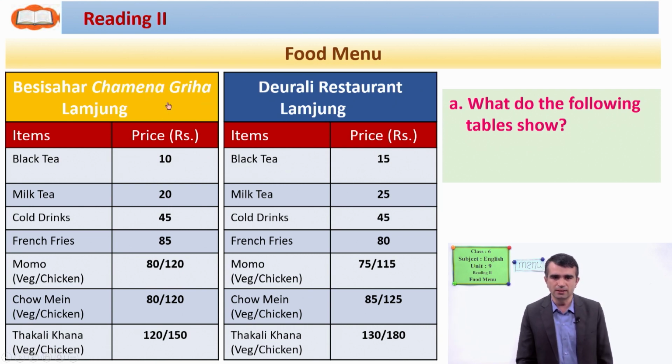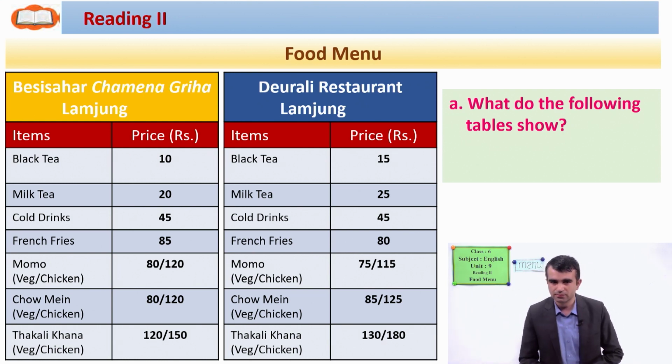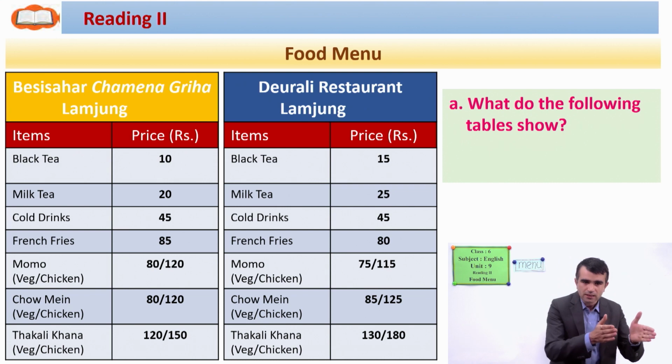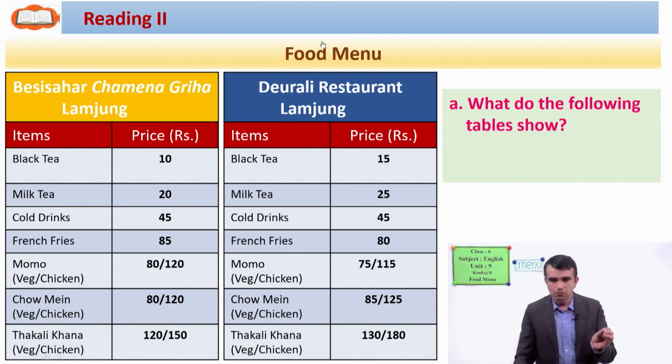These are two different tables. This is one table, this is another table. In the first table, what is written? Besisar Chamenagriya Lamjung. And the second one, Devrali Restaurant Lamjung. Under this, what are given? Items and price in rupees. What is written as the heading here? Food menu. So these are the list of food items, and these are prices of them.